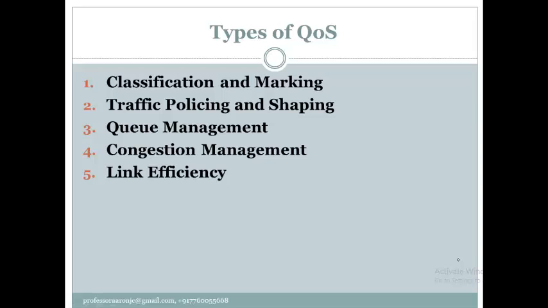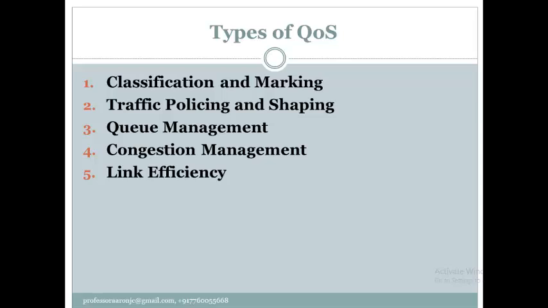So, types of QoS, when we say, so this is another type of classification: classification and marking, traffic policing, shaping, QoS management, congestion management. Right, so policing is one type, shaping is another type. Let's see one by one.